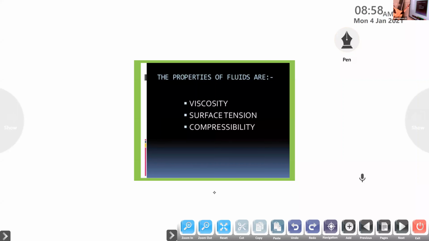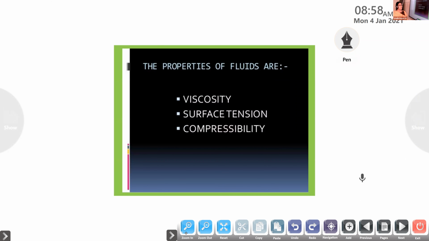So these are the main properties we are going to learn. The main properties of fluids under fluid mechanics are number 1, viscosity, number 2, surface tension, and number 3, compressibility.